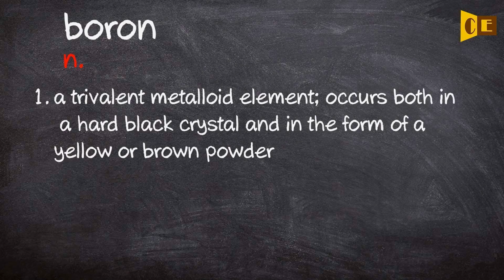Noun. 1. A trivalent metalloid element. Occurs both in a hard black crystal and in the form of a yellow or brown powder.